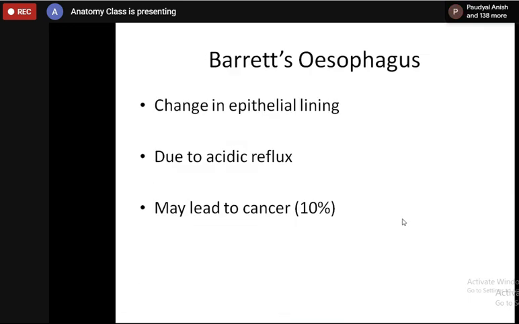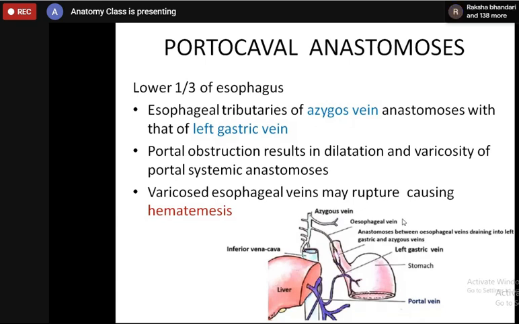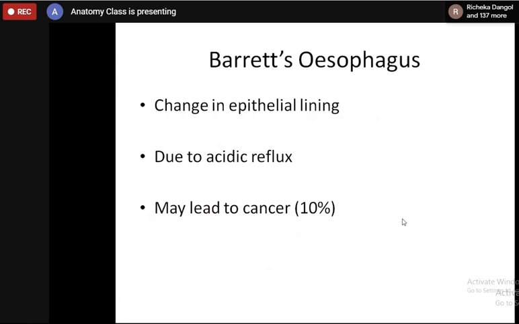We were here, no? Are you people there? Yes, madam, we are revising. We have discussed this portocaval anastomosis, no? Yes, ma'am. It is over. Ma'am, you had been repeating the portocaval anastomosis. Okay, then we'll go for Barrett's esophagus. Is that okay?